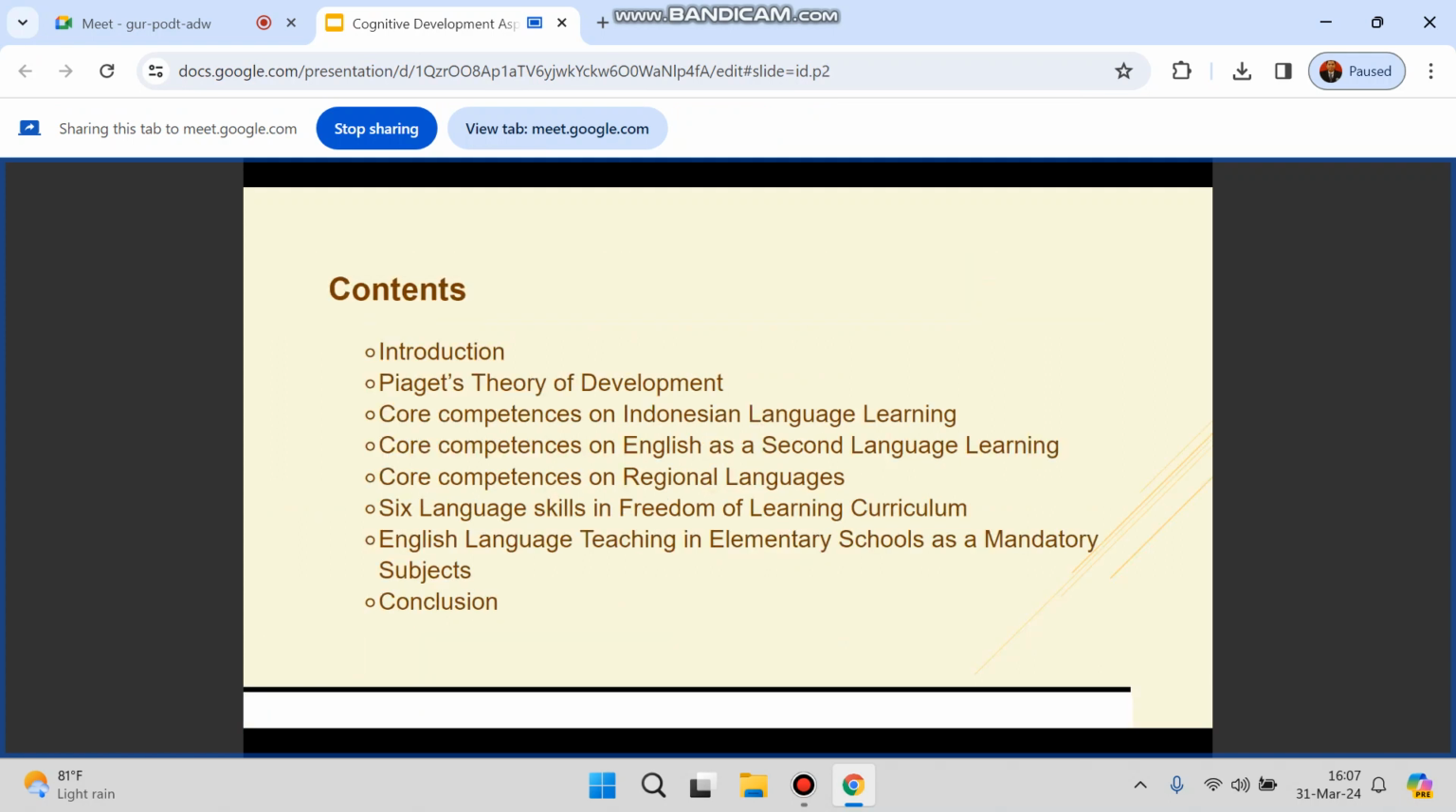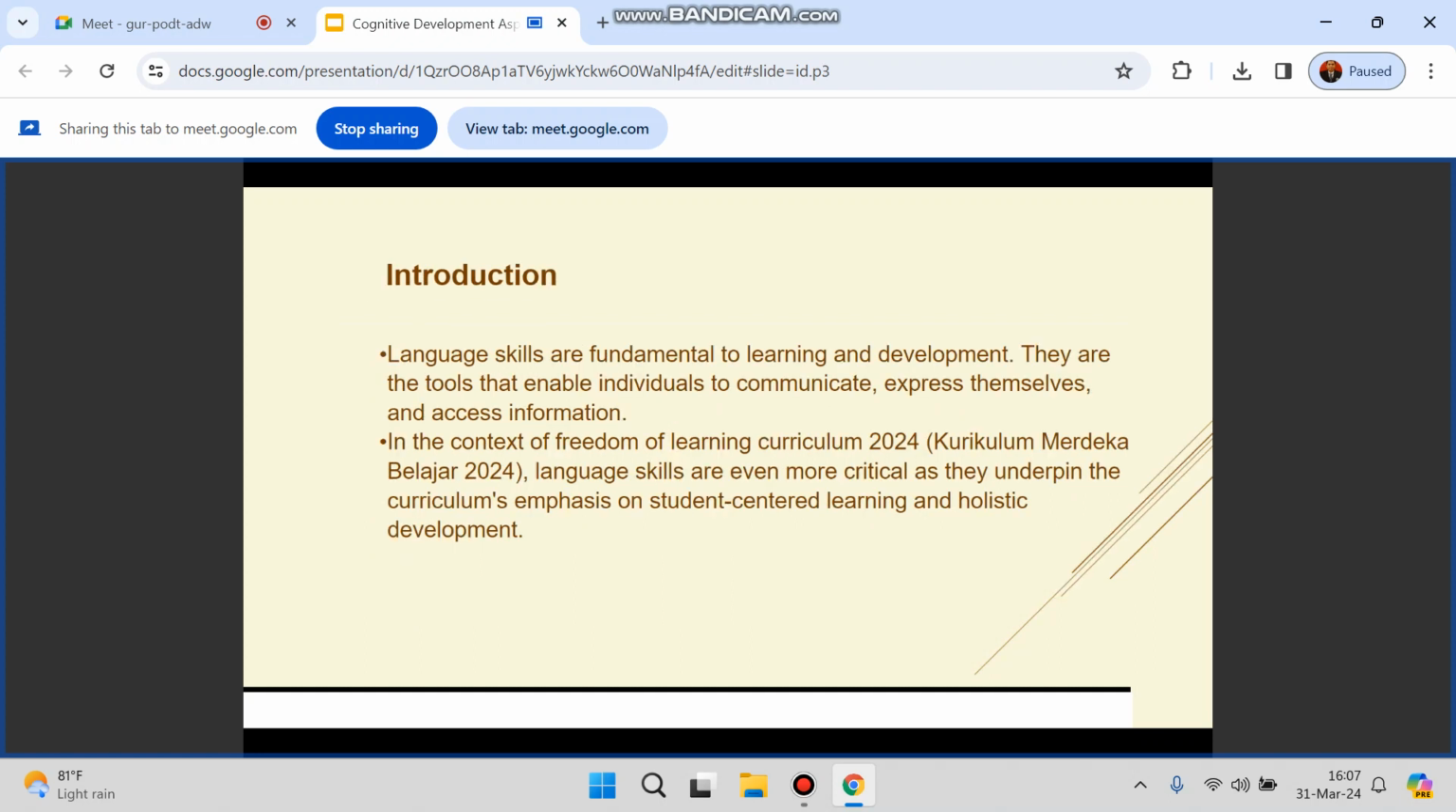This is the contents: the introduction, Piaget's theory of development, core competencies on Indonesian language learning, core competencies on English as a second language learning, core competencies on regional languages, six language skills in freedom of learning curriculum, English language teaching in elementary schools as a mandatory subject, and conclusion. The introduction: language skills are fundamental to learning and development.